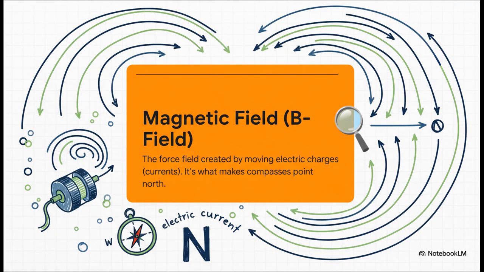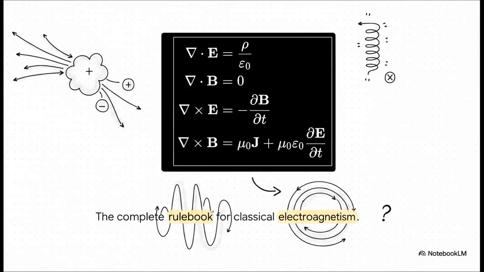And then you've got its partner, the magnetic field, or B field. Now this one is a little different. It's created by charges that are moving, what we call an electric current. This is the force that makes a compass needle point north, and it's what makes the motor in your blender spin. And here they are again.